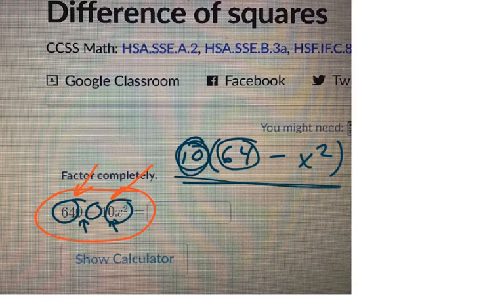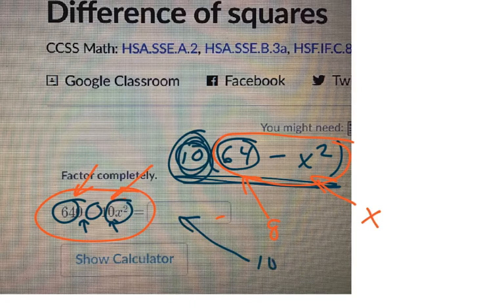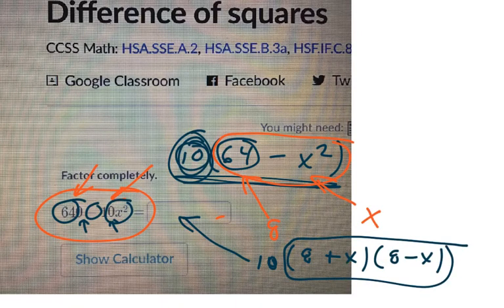And once we factor out this 10, look at what we have left over. The 64, you see, is an 8 that's squared. The x squared, of course, is an x squared. So what we're going to type in here is 10, because that's our GCF. And then, of course, we're just going to do 8 plus x and 8 minus x. This right here is a difference of squares, right? That's how you factor a difference of two squares. Okay?